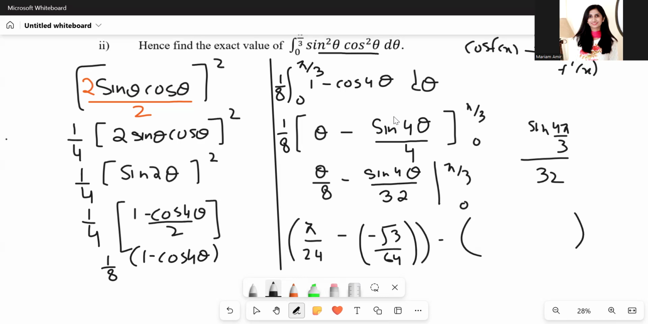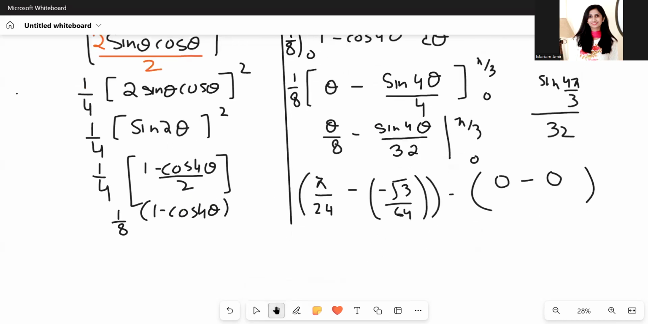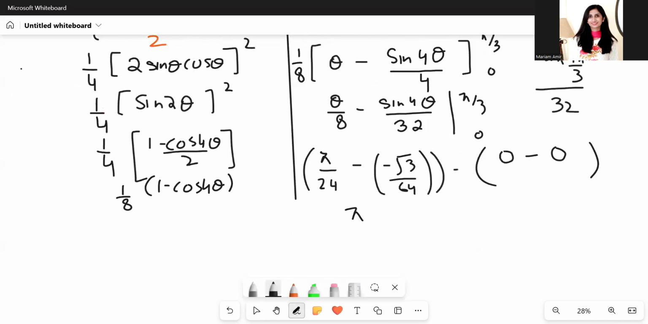And now we're going to substitute 0. So 0/8 is 0 and sin 0 is also 0. So we're getting π/24 plus √3/64, which will be the final answer.